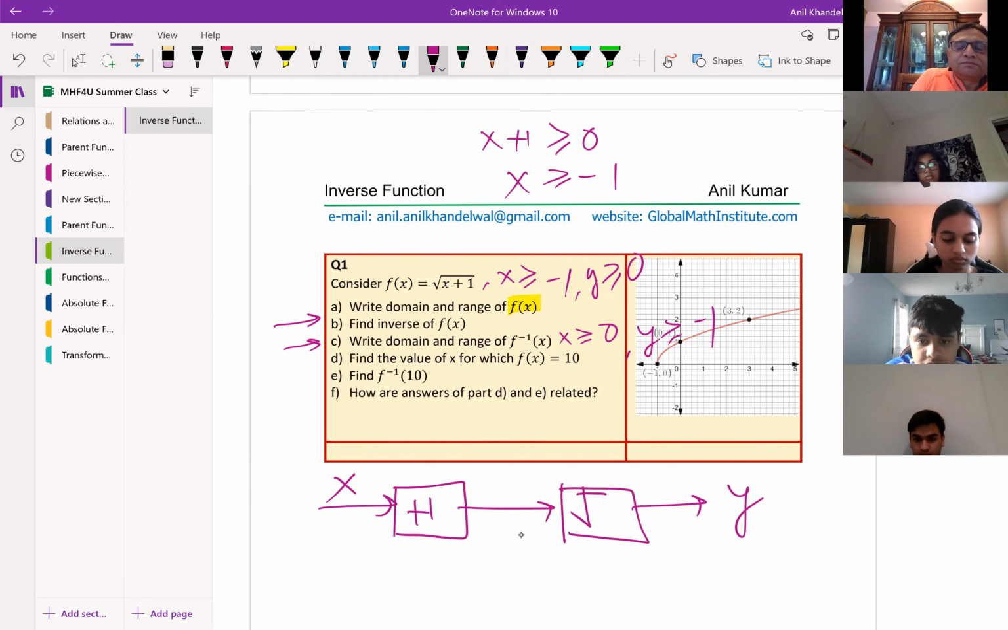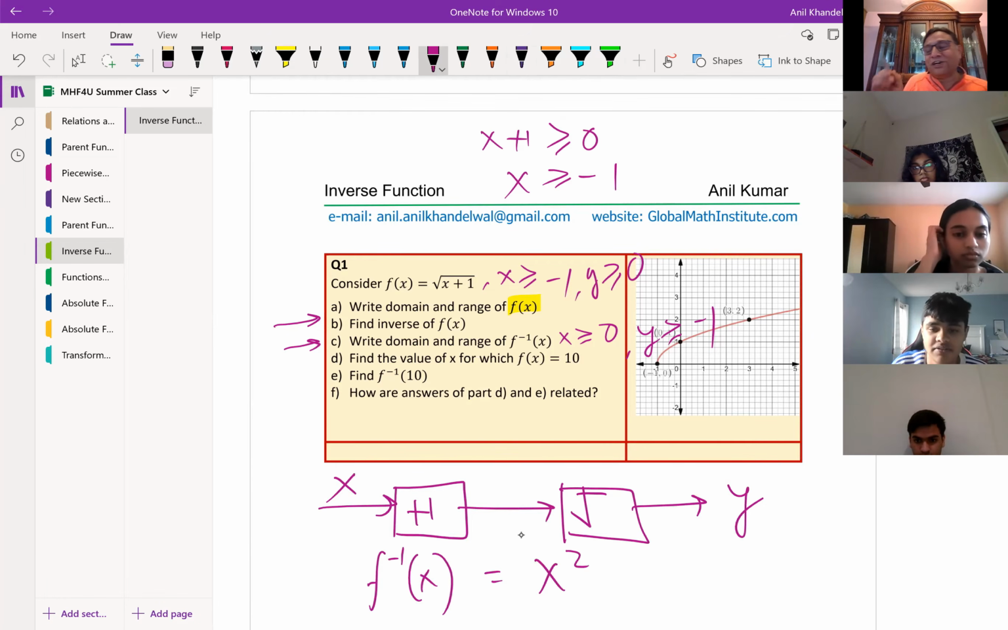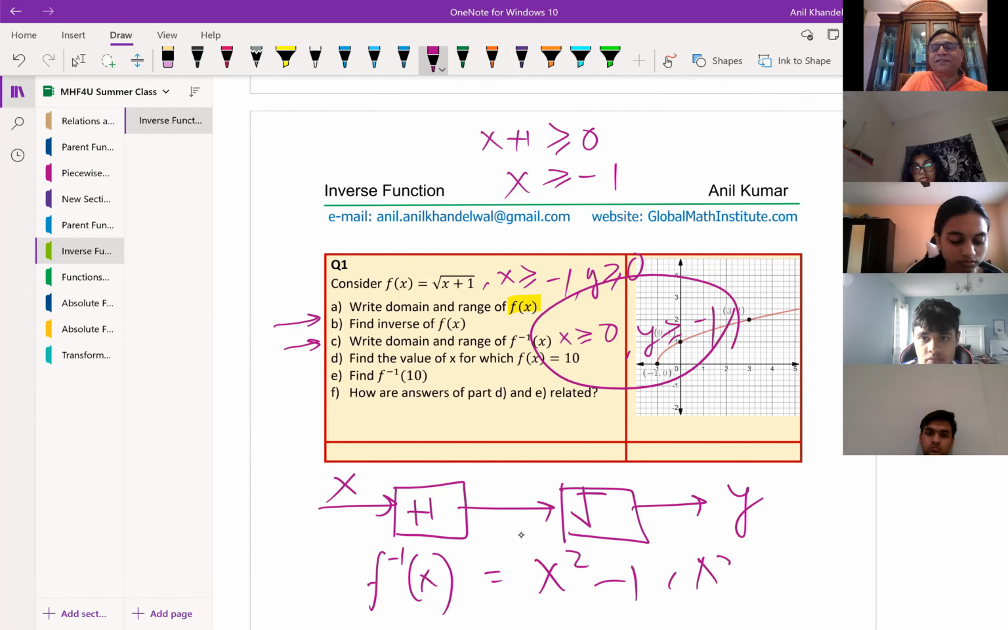Okay, so you're doing the square root, so first you square it and then you subtract 1. First you square and then you subtract. How easy it is. You got this domain and range. Then you write down that x is greater than or equal to 0 and y is greater than or equal to -1. You are 100% correct. Is that clear?